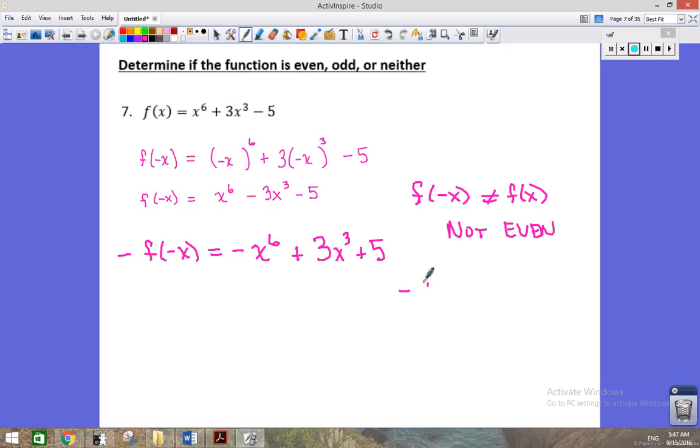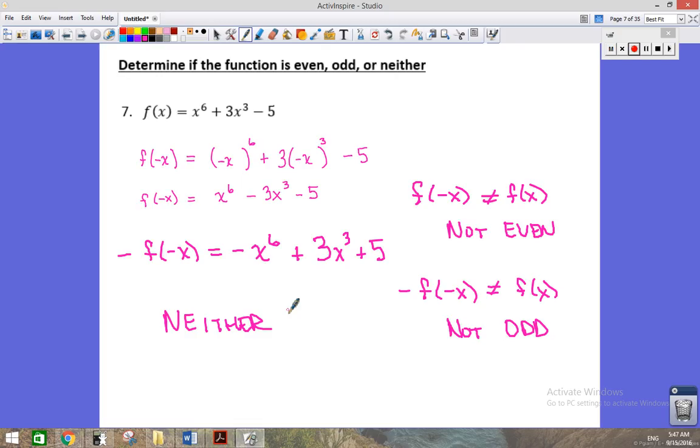I can see that if you even take the opposite of this, f evaluated at -x, it's not equal to the original. When it is, it's an odd function. Since it's not equal, it's not odd. And since it's not even and it's not odd, then it's neither. That's using the formal definition.